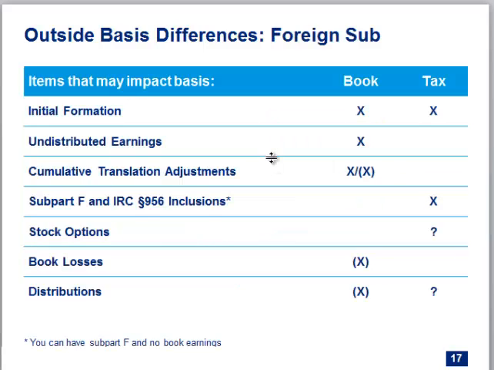So this slide is a diagram that talks a bit about the different things that can affect book and tax basis. And based on the look in your eyes, this is beyond the scope of what we were going to cover. Okay?